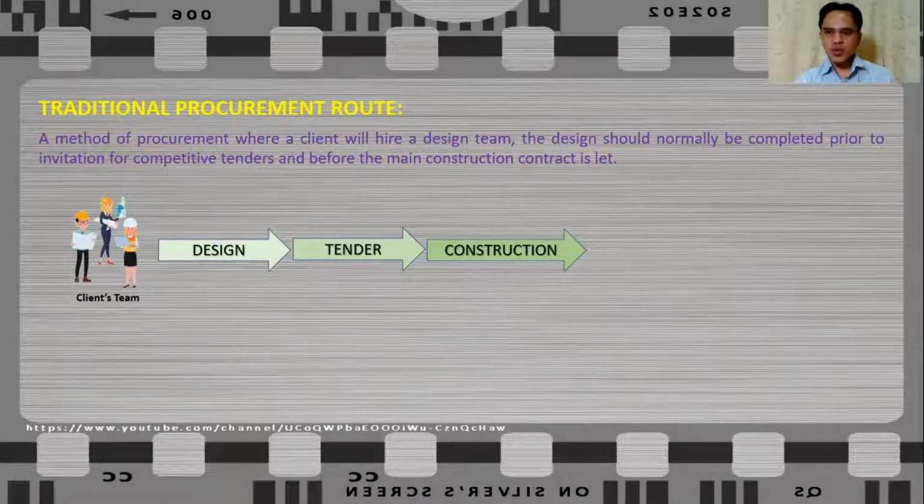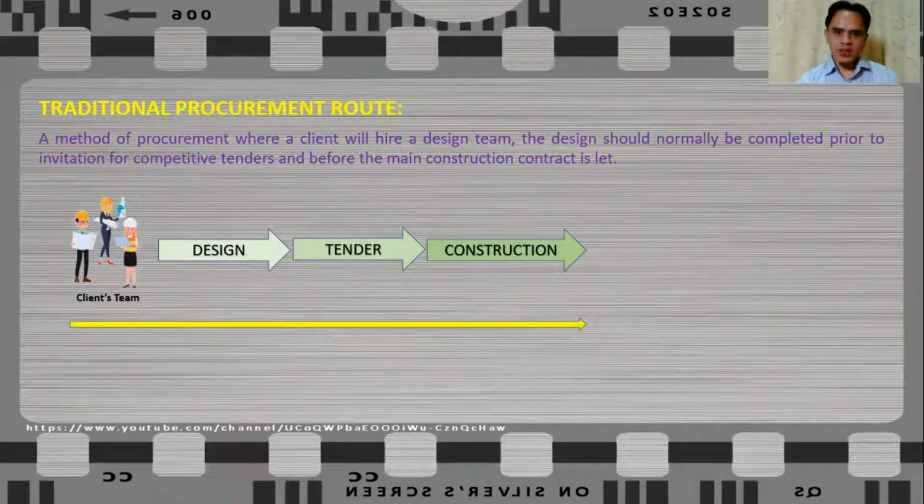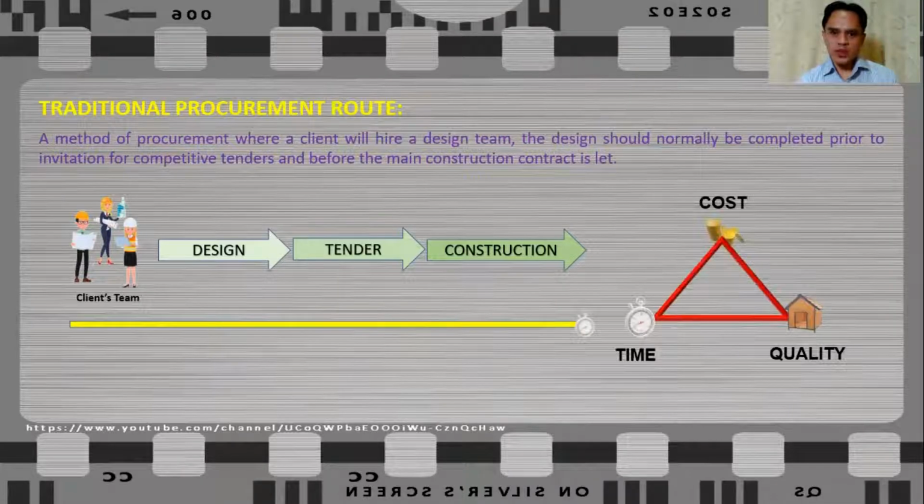Due to this sequential nature of traditional procurement route, it will take a longer time to complete the project from the formation of the client's team all the way to the completion of the project. And also because of the sequential nature, traditional procurement route gives more emphasis to cost and quality.